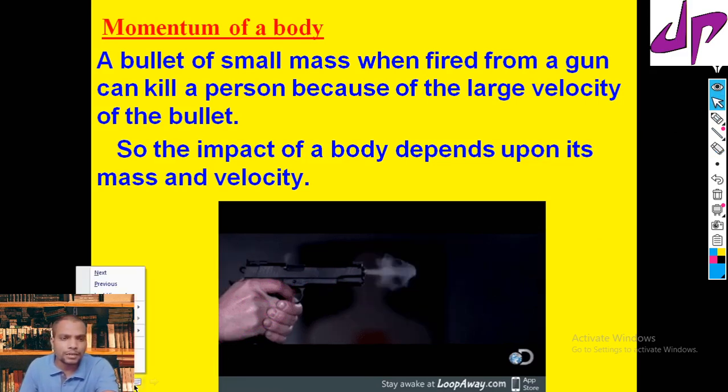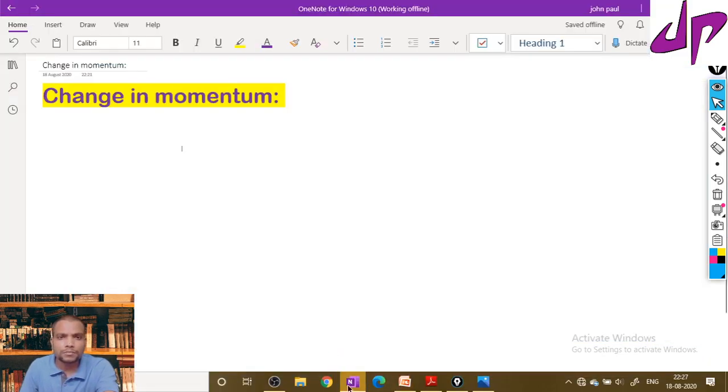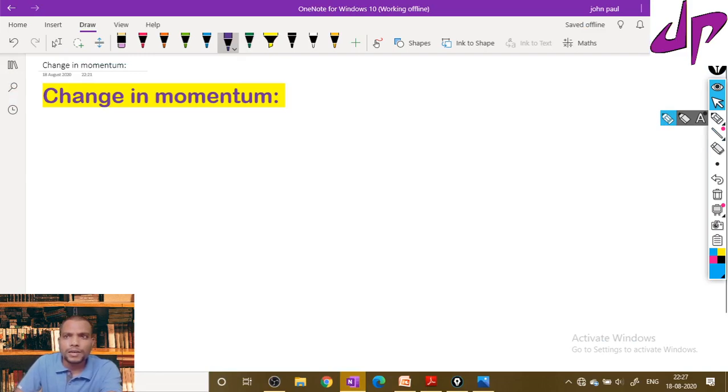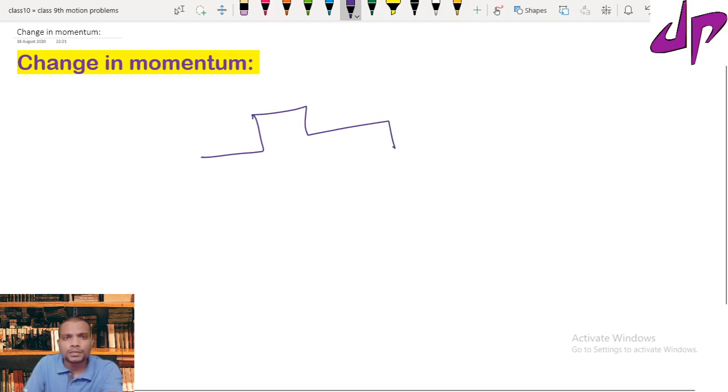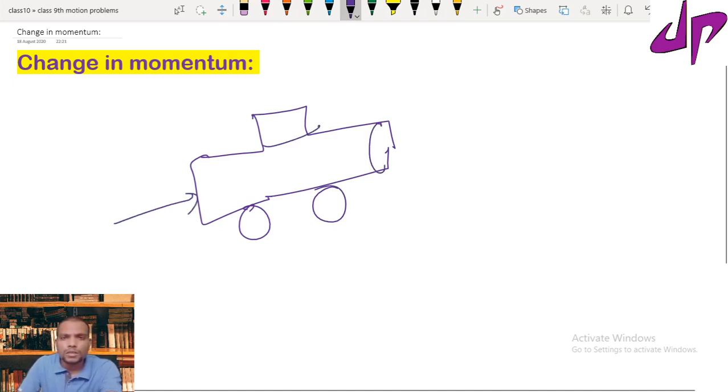Now in today's class I would like to introduce change in momentum. So what is the meaning of change? Suppose I have a truck. Initially it is moving with a velocity, the initial velocity u. Now the truck has mass, and it's moving with initial velocity u.